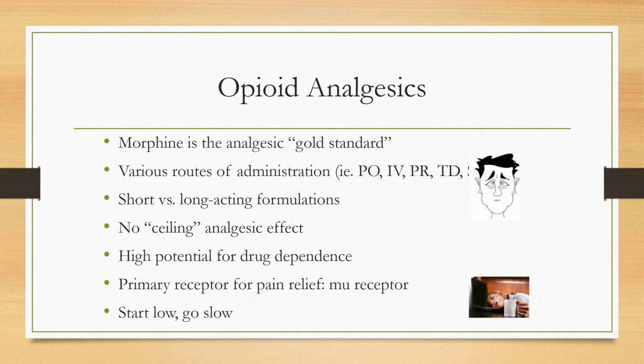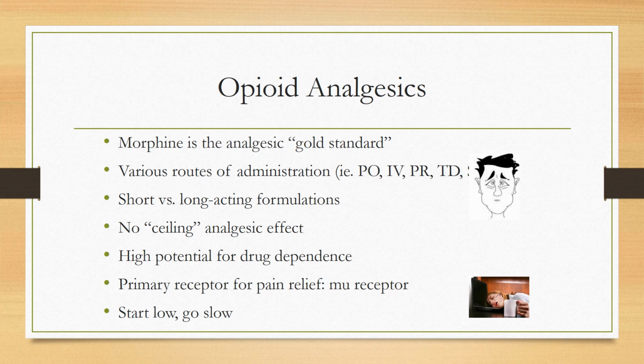So you can have oxycodone, which is short-acting, or you can have OxyContin, which is long-acting. And then there's no ceiling analgesic effect. In other words, you can keep pushing the dose of opiates. We'll see why that's a bad thing. You see some of that right here in this high potential for drug dependence, but there are other reasons we want to stay away from it.